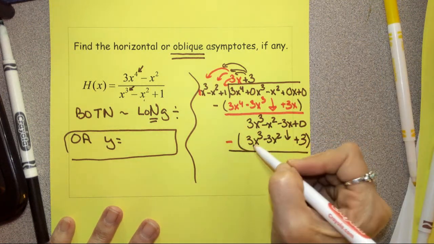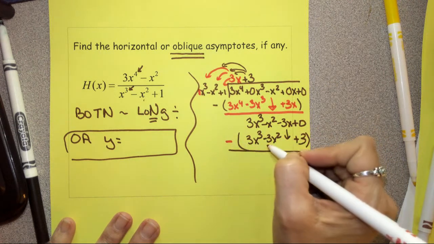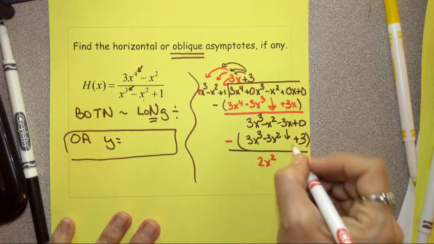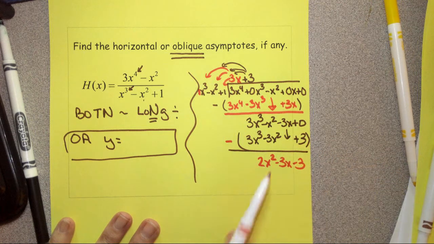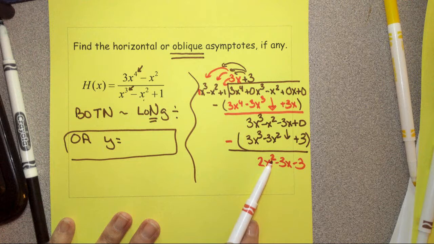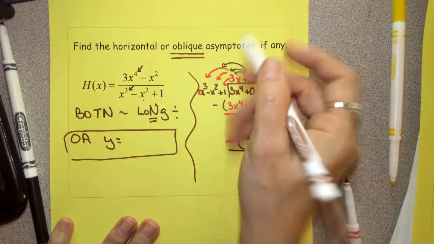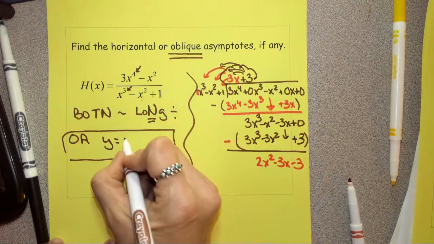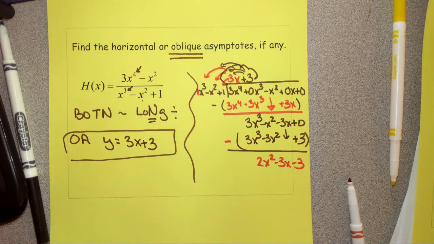3x to the third minus 3x to the third is going to cancel. Negative x squared minus a negative 3x squared is going to be 2x squared. I'm going to bring down that minus 3x. And 0 minus 3 is negative 3. Okay, if this exponent is bigger or the same, I have to keep going. Well, 2 is actually smaller, so I can stop. This number up top, this is your asymptote. So it's 3x plus 3. And we're not going to worry about graphing this right now.